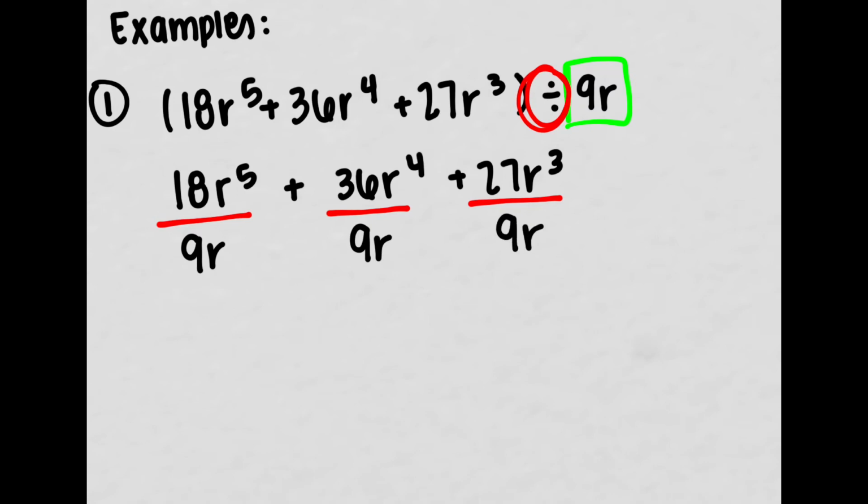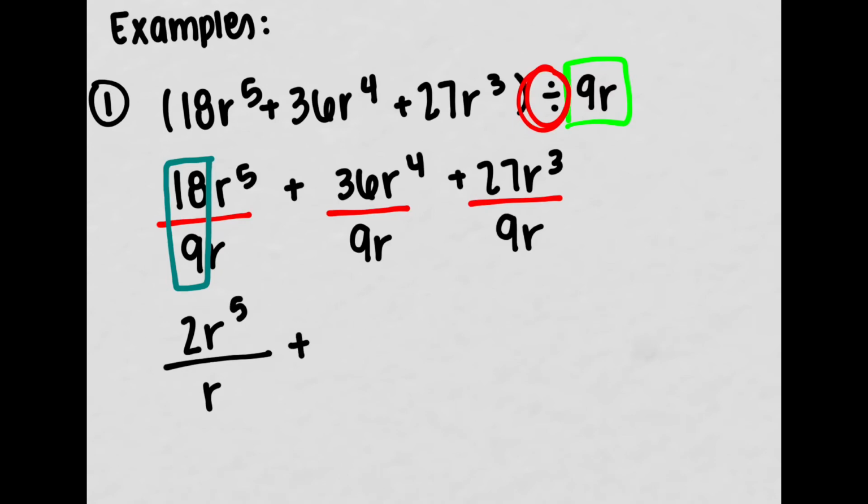I'm going to go ahead and reduce my coefficients first. So 18 over 9, I can divide both of them by 9. When I do that on the top, 18 divided by 9 leaves me with 2. I still have that r to the 5th over 9 divided by 9 leaves me with 1. So if you want to write 1r, you can, or you can just write r.